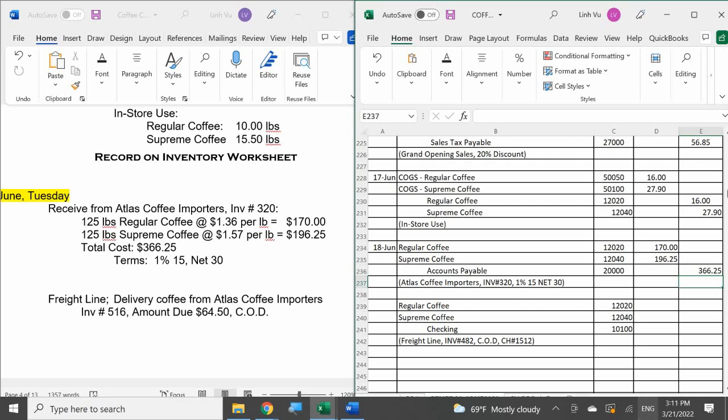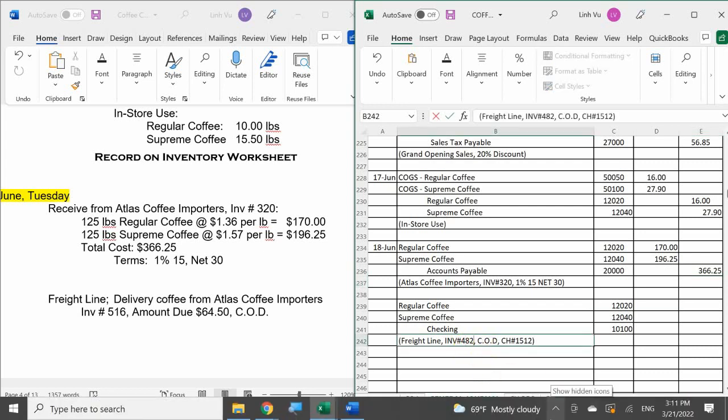What do you guys want to do? You want to do these two transactions at once? Okay. So, of course, the regular coffee and the Supreme coffee were delivered to us through freight, which we had to pay the shipping for, from Atlas Coffee Importers. So this was invoice number 516.